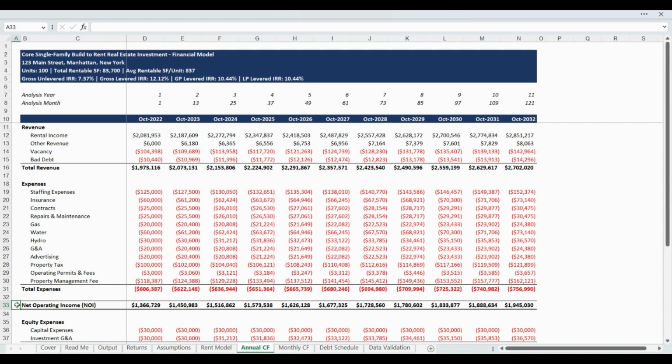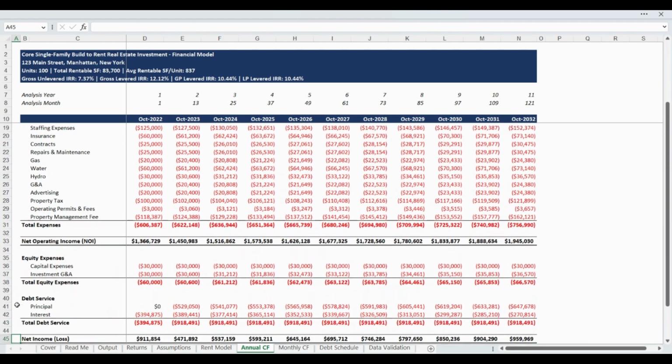Annual operating expenses are consolidated from the monthly cash flow and deducted from the effective gross revenue to determine the annual net operating income. Please note the year 1 annual net operating income serves as the numerator in the cap rate calculation, with the purchase price entered in the model being the denominator.